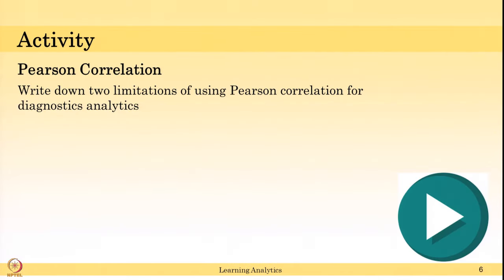So, you saw what is Pearson correlation coefficient and you saw the range of its value, plus 1 to minus 1, and what plus 1 indicates, and you saw what are the limitations, right. So, can you write down 2 limitations that we discussed in the last slide of using Pearson correlation coefficient for diagnostic analytics. Please write down 2 limitations, and after writing it down, please continue.